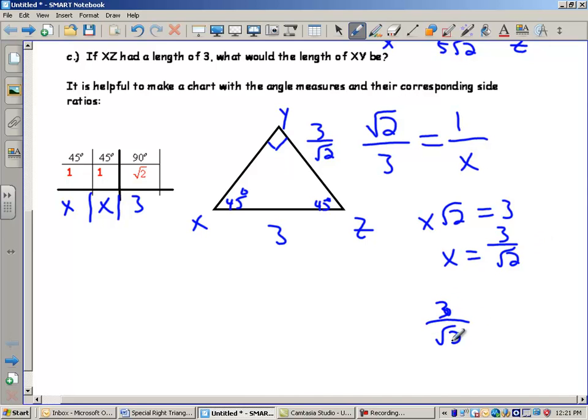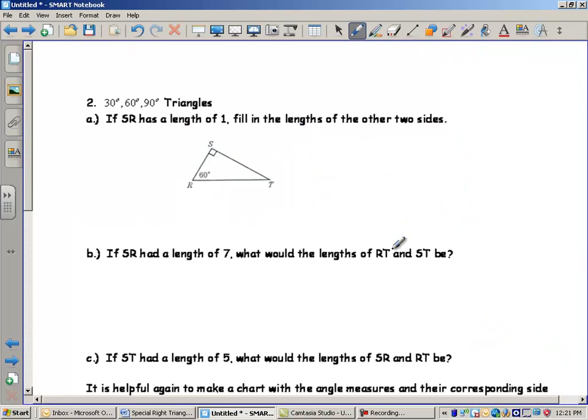3 divided by the square root of 2, you multiply the top and bottom by the square root of 2, and we get 3 square roots of 2 over 2. I don't know why that looks simpler to some of you, whatever, but that is equal to 3 over the square root of 2. If you don't believe those are equal, type them in on a calculator and you will see that they are. That means that this other side also must be 3 divided by the square root of 2. Let's go take a look at 30, 60, 90.